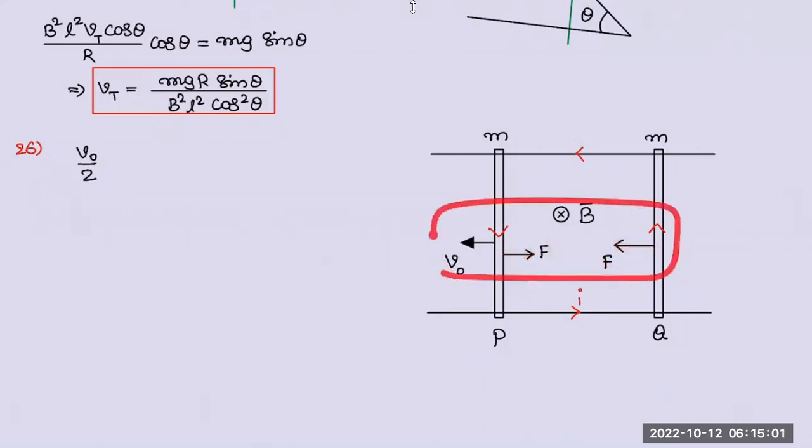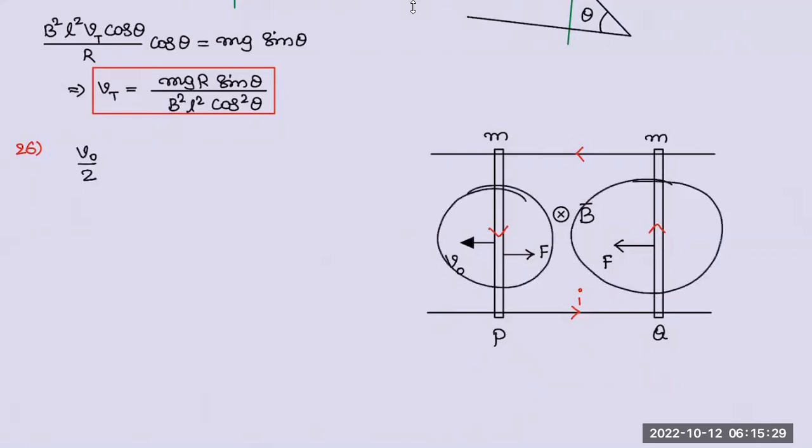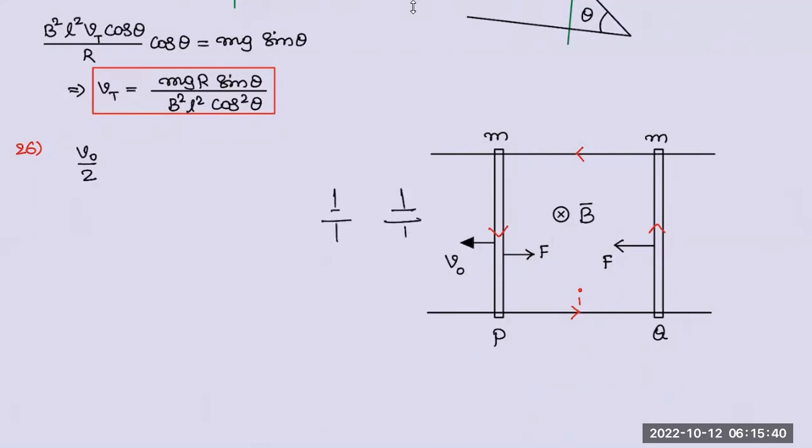There will be a stage where the velocities are equal. But I can't conclude they'll stop there. That's also a very good point. So how to deal with it? When the velocity is decreasing here and increasing there, when they reach the common velocity V naught by 2, the force becomes 0. Why? Both are moving with the same velocity at this moment. When velocity is same, potential difference will be same. Both will generate the same potential difference, so the current becomes 0.